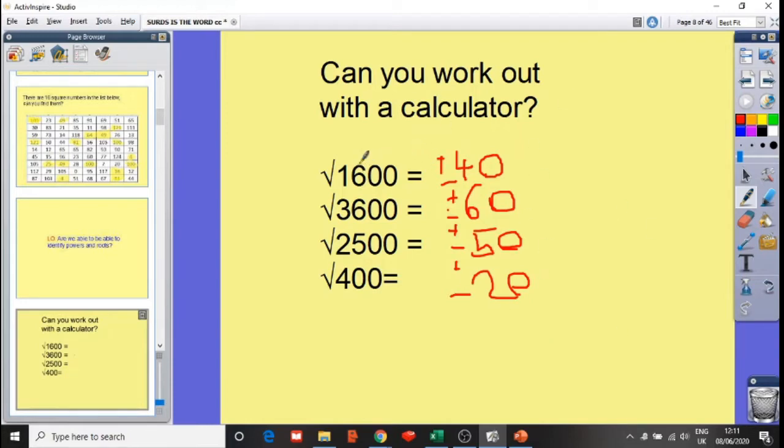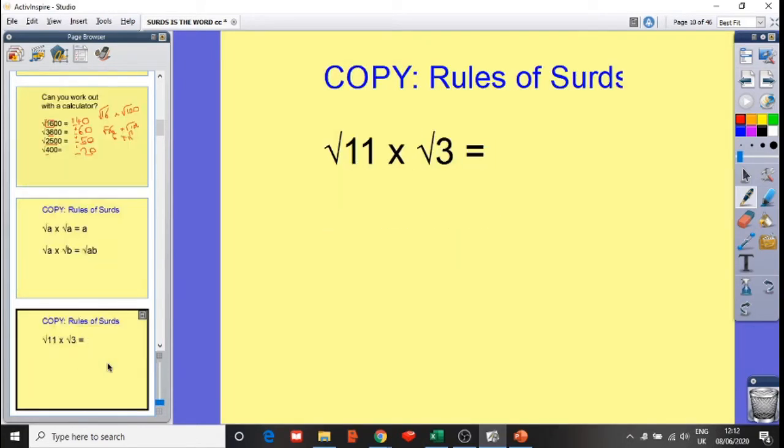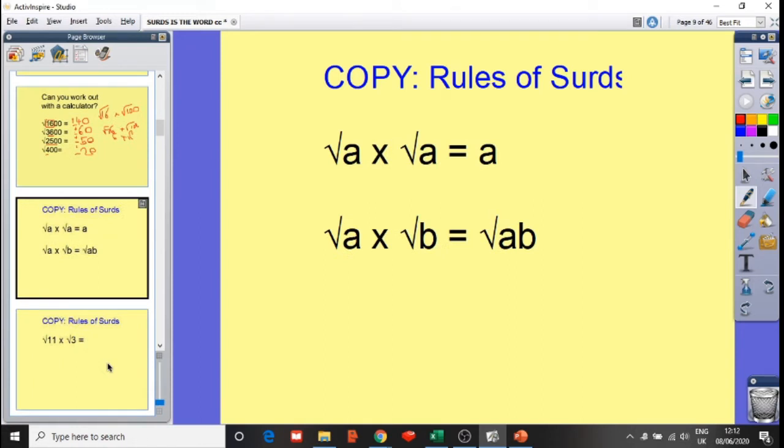Well, if you look at this, square root of 16 is 4, square root of 36 is 6, square root of 25 is 5, square root of 4 is 2. So really, this 1,600, I could break up into the square root of 16 times the square root of 100. And I could do these in my head, I don't have to remember anything. Same as the square root of 36, so 3,600. I know the square root of 36 times the square root of 100. Square root of 36 is 6, square root of 100 is 10, 6 times 10 is 60. So that's one of the first rules of surds that we need to know: the square root of A times the square root of B is the square root of A times B. And we can use these to work them out.